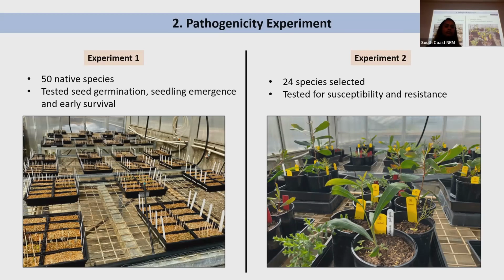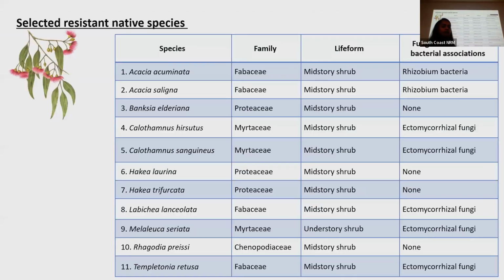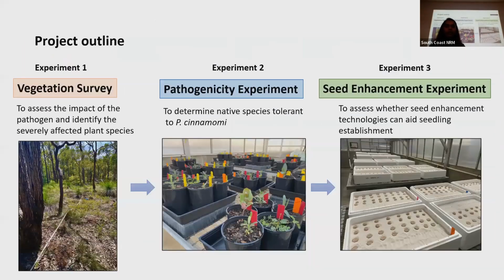And I had 24 species that survived with Phytophthora during the early age. And then I did a proper pathogenicity experiment to see whether they are susceptible or resistant to the pathogen. So from both these experiments, we have selected 11 species that survive with Phytophthora. Basically, a majority of these species are mid-storey shrubs. The third experiment was assessing seed enhancement, whether it can help to establish seedlings.